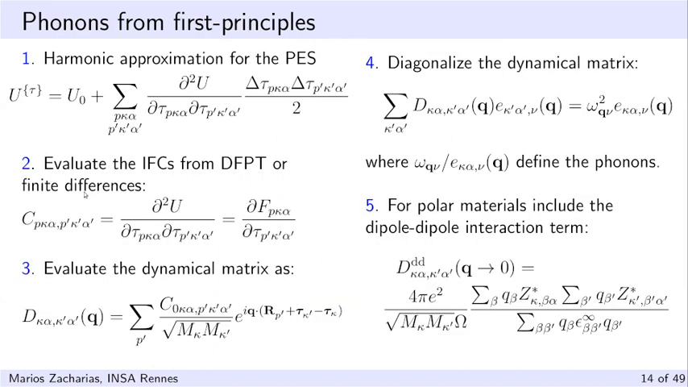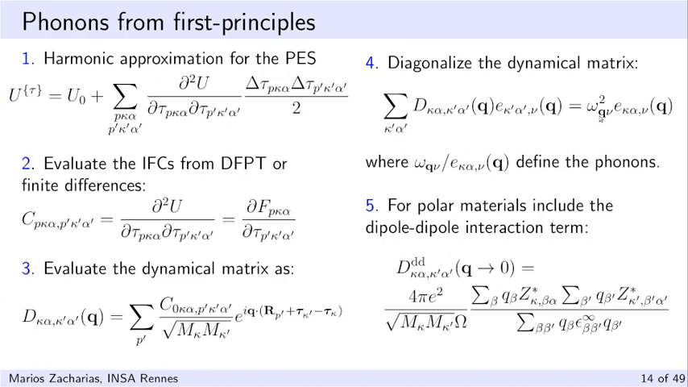This information, the second order derivatives of the potential energy surface with respect to nuclear coordinates, are called essentially interatomic force constants, and they can be computed from density functional perturbation theory or finite differences. After we obtain information about the interatomic force constants, we can use Fourier transformation and interpolation to obtain the dynamical matrix for a particular phonon wave vector q, and then we can diagonalize the dynamical matrix and obtain information about the phonon polarization vectors and the phonon frequencies.